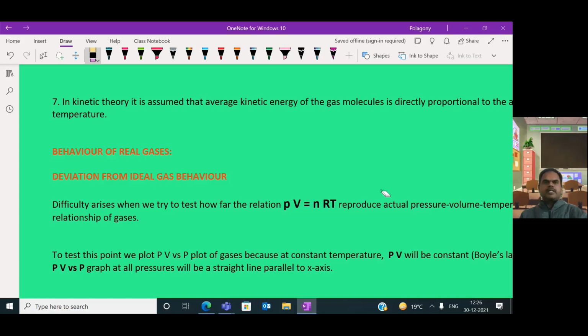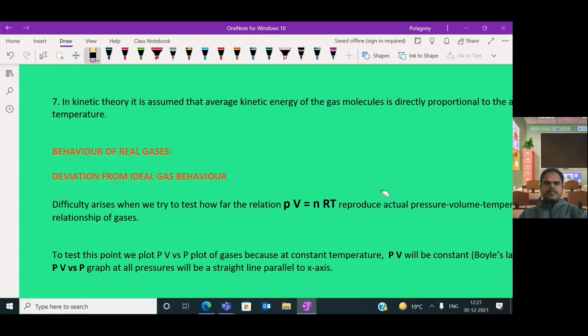Gases that exist in nature are real gases. The real gases try to show ideal properties at certain conditions. The real gases show deviation from their ideal gas behavior because of the conditions.